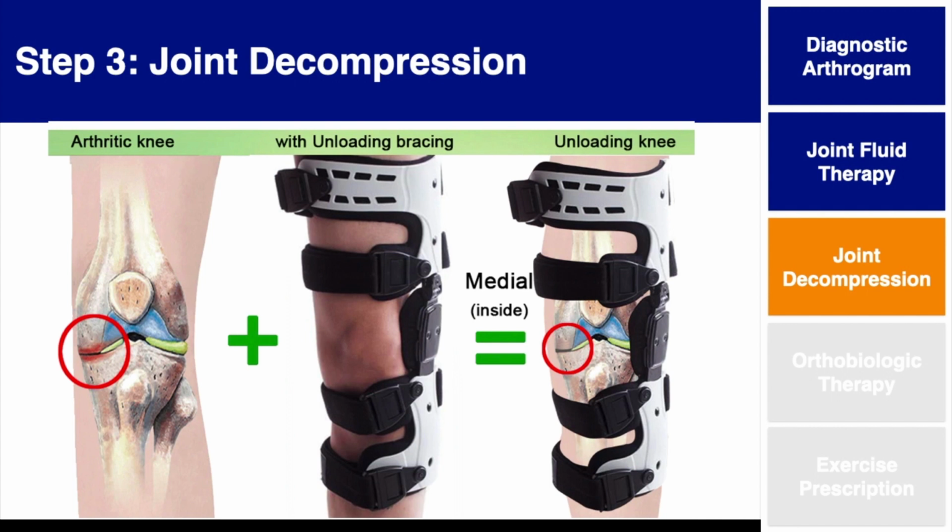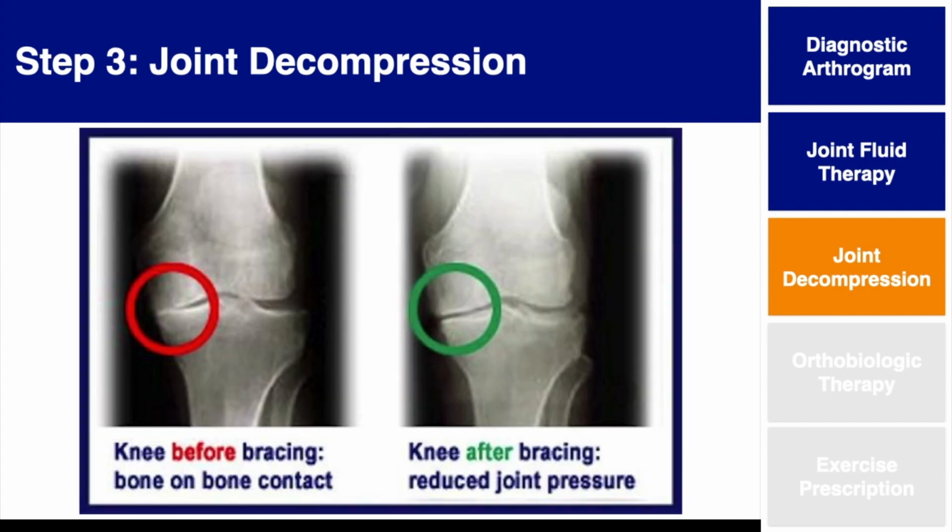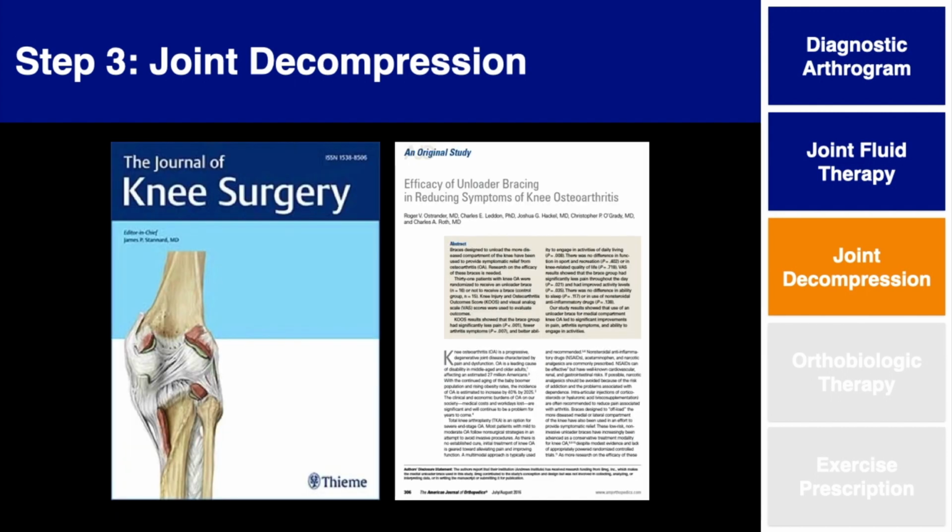Step 3 of the Advanced Arthritis Relief Protocol is joint decompression using unloader bracing, which helps to reduce pain by shifting your weight off the most damaged portion of your knee. You can see the effects of bracing in these before and after X-ray images. The use of unloader bracing has been shown by numerous studies to be an effective treatment to decrease pain, maintain activity levels, and increase overall physical health.